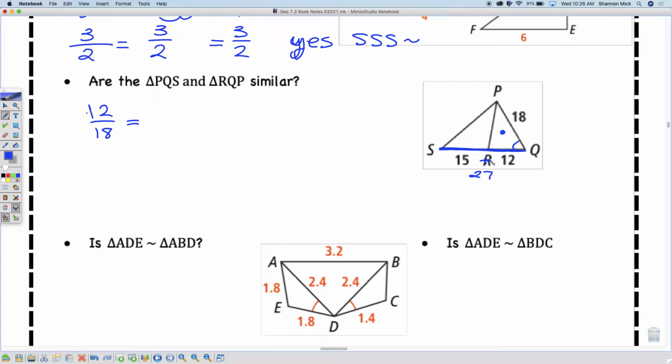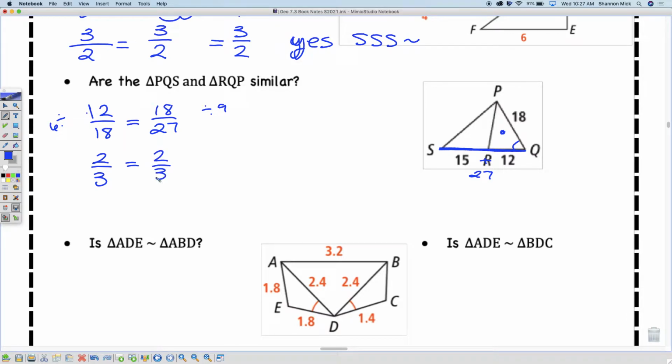Which one is smaller? 18. So it's going to be 18 over 27. Remember, shortest goes with shortest, right? So 12 over 18, what does it reduce to? 2/3. What goes in there 2/3 times? 6. So we divided this by 6. Okay? 18 over 27, biggest thing that goes in is 9. 2 and 3. So I get 2 and 3.